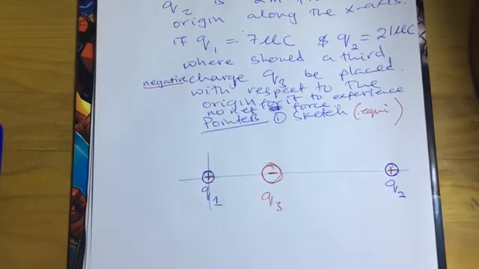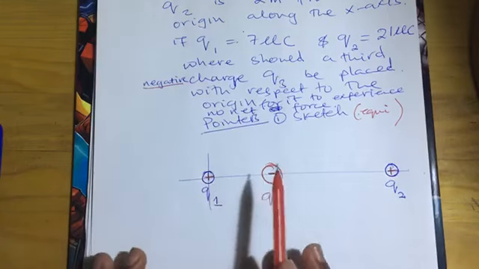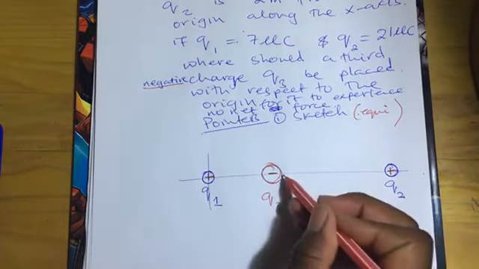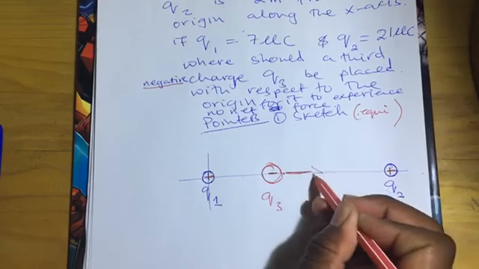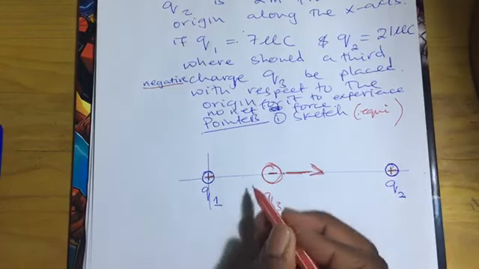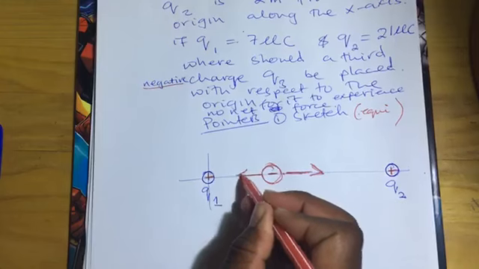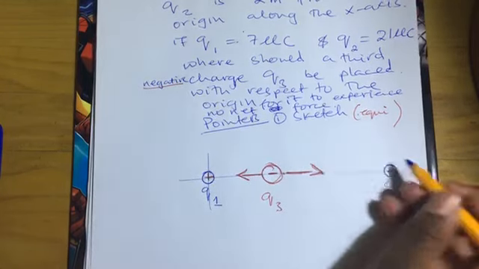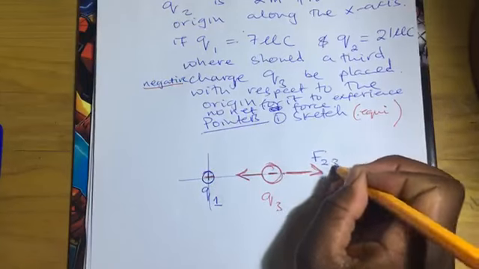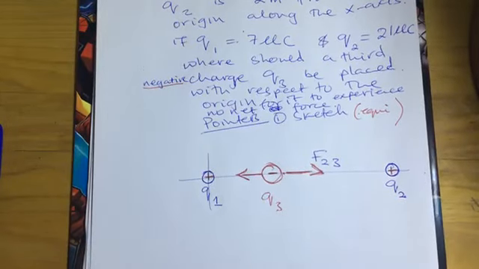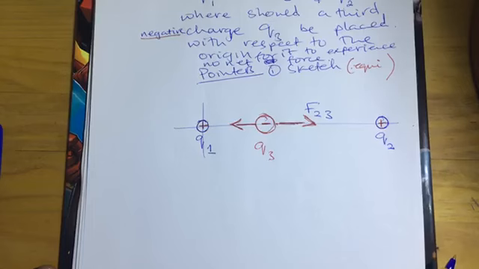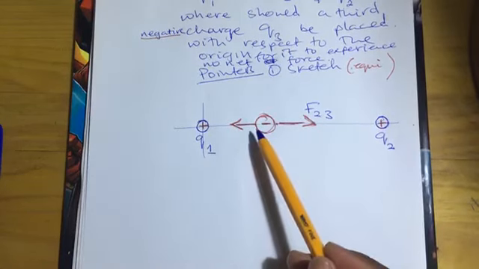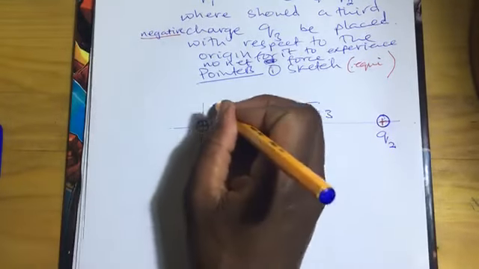Q3 is going to experience two attraction forces. It's going to be attracted to Q1 and it's going to be attracted to Q2. So this attraction force, I'll draw it this way. This other attraction force, I'll draw it this way. Since you guys are already familiar with subscripts, I can call this attraction force F23, and I can call this attraction force F13.